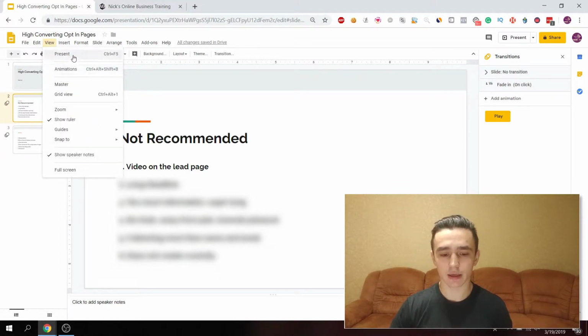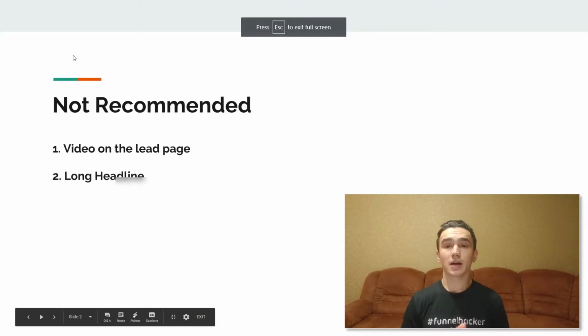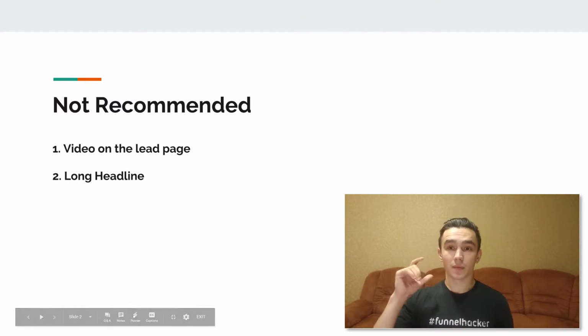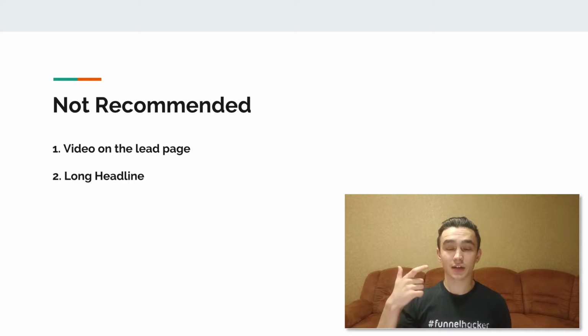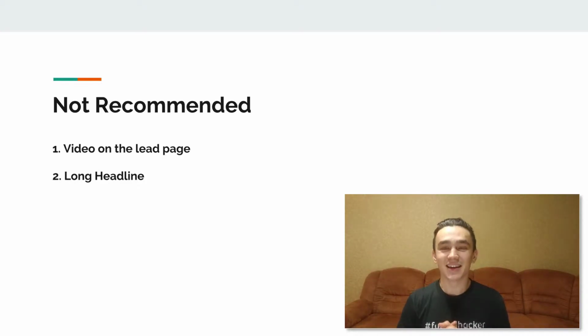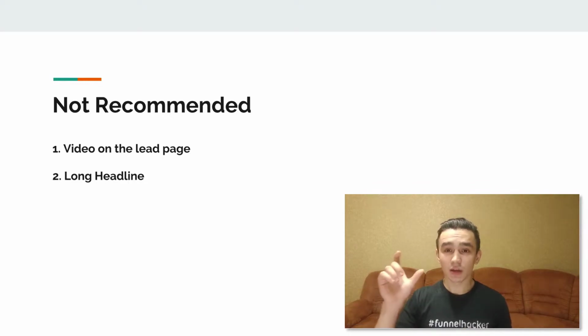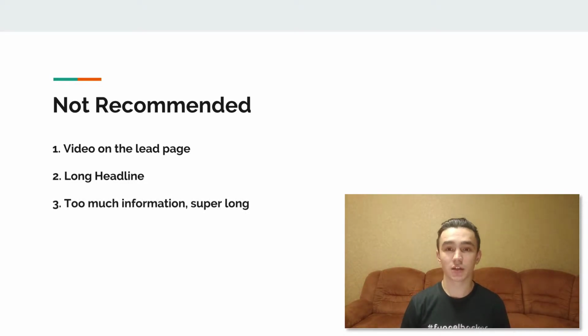The second one is a long headline. You don't want to have a long headline because, again, with the attention span, you want to keep it short and straight to the point. If your ad says that you're gonna get, for example, a dog collar, then you should have in the headline the same message, and it should be as short as possible and straight to the point.